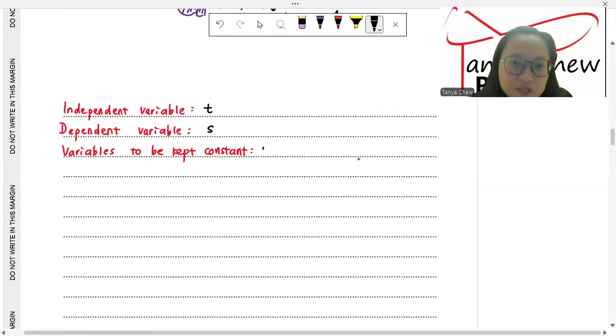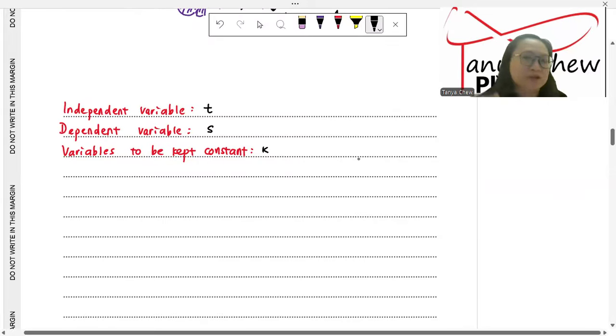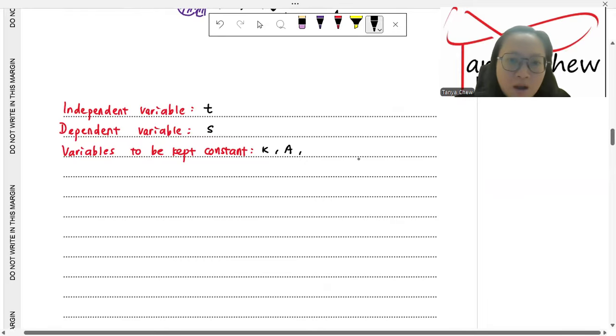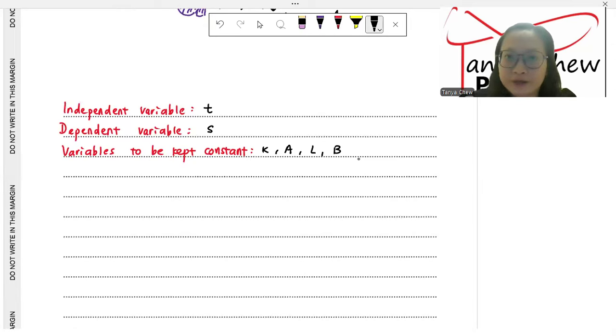So I put K, spring constant. I don't have to explain the symbols because all the symbols have already been explained in the question, so you can save your time in writing it back. So A, L, B. As long as you write more than one, you're safe.